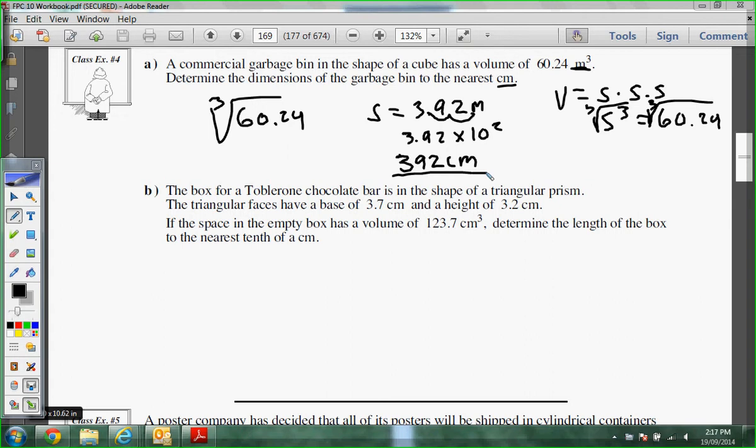Kind of weird to have a cubic garbage can. Okay. So if they want you to write the dimensions, you can be redundant and write it like that if you'd like. And it's going to be where? Yeah. Side.